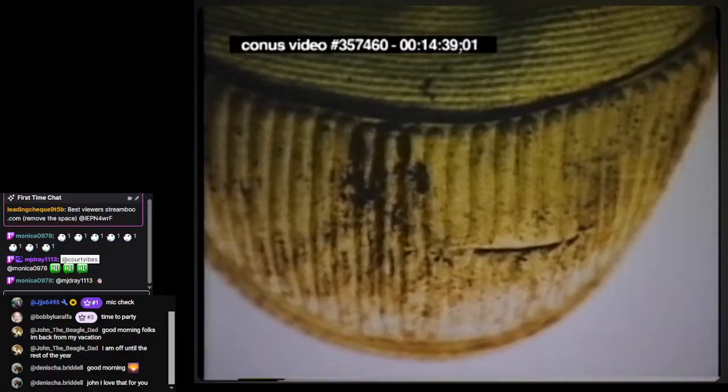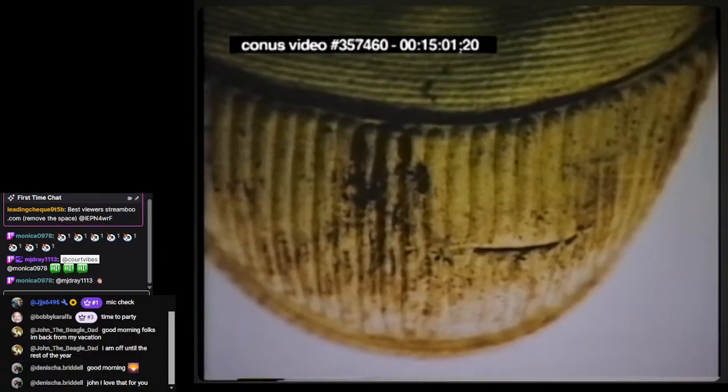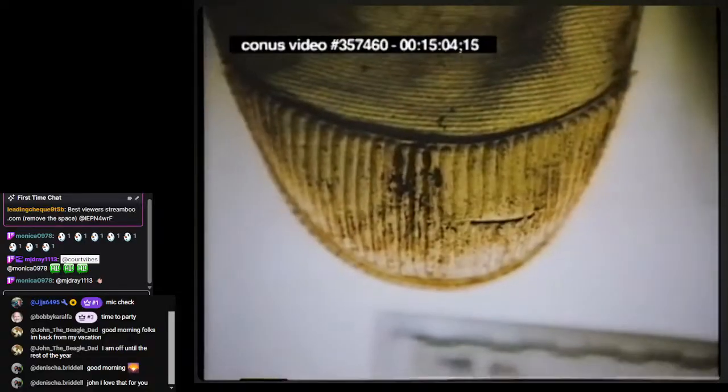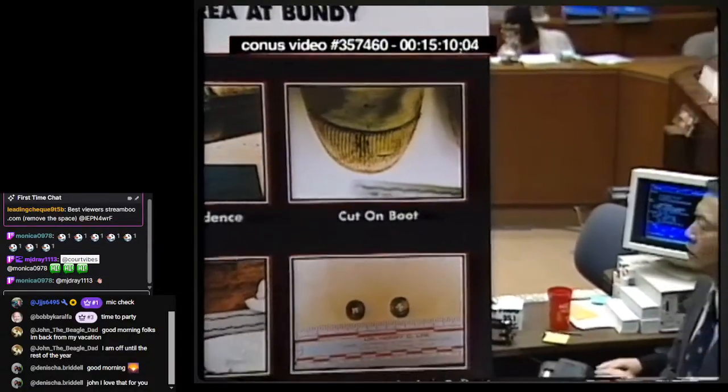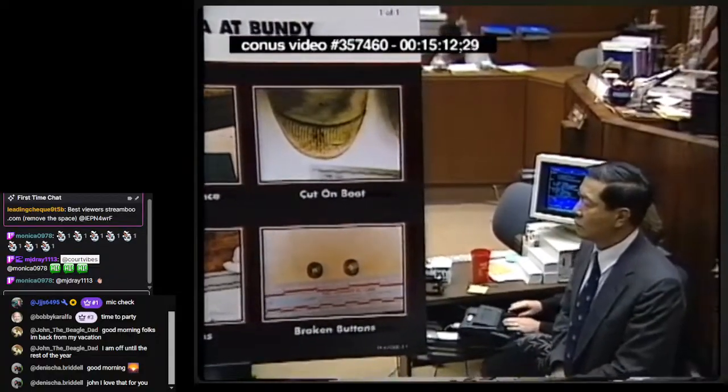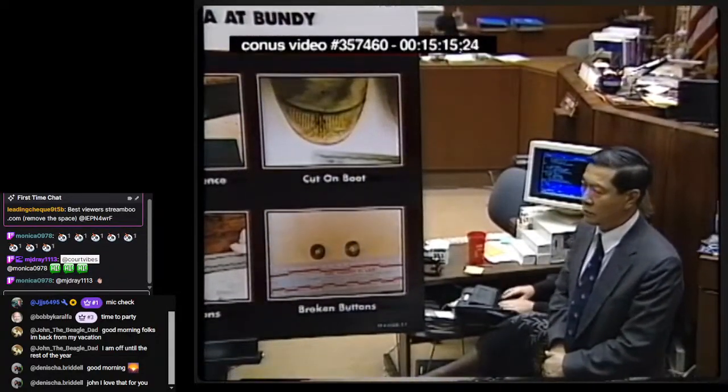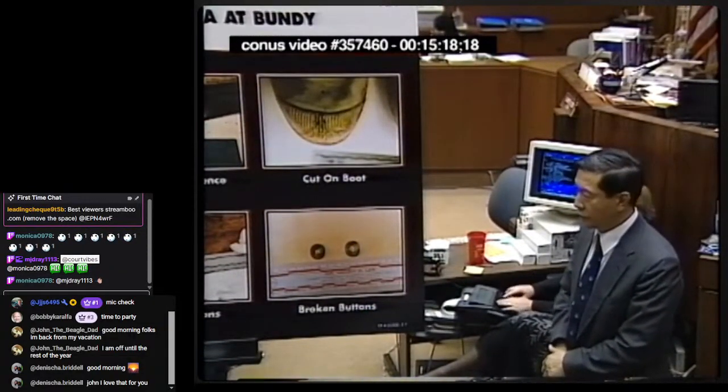Is that a cut? Yes. And is that cut consistent with coming from a knife, a sharp instrument? Speculation or foundation. Sustained. Foundation. From the cut, what kind of instrument could cause it? Same objection. Foundation, counsel. Do you have experience, Dr. Lee, in examining items of clothing and shoes with respect to punctures and other damage to them? Compound. Overruled. Yes.